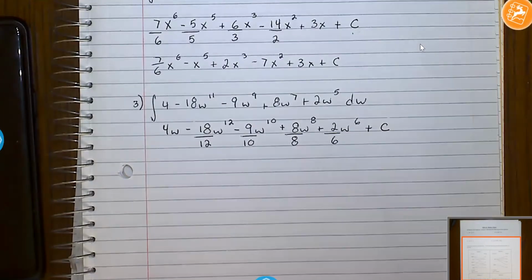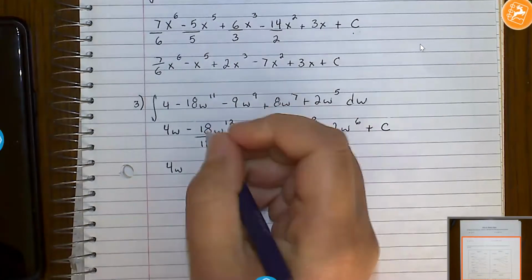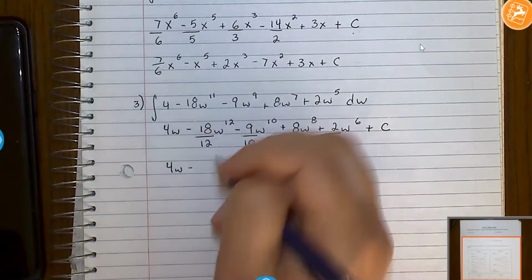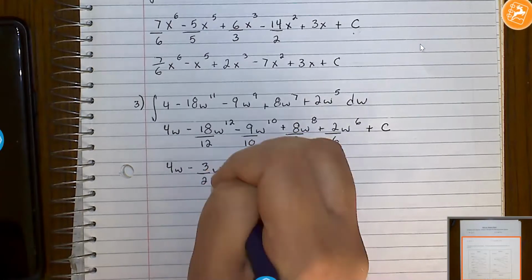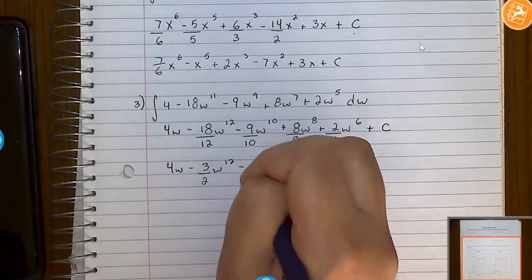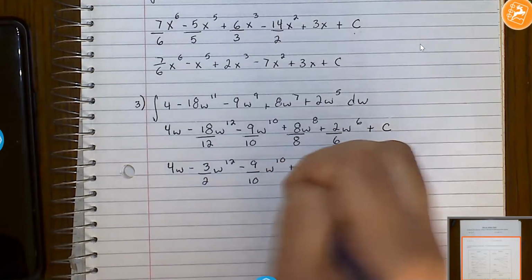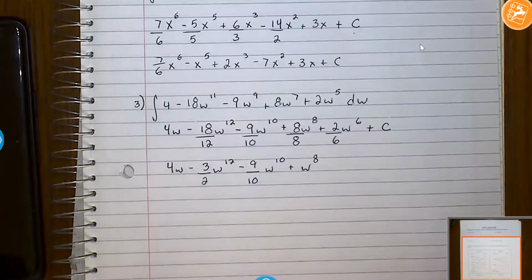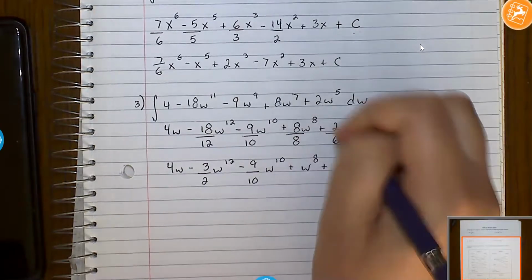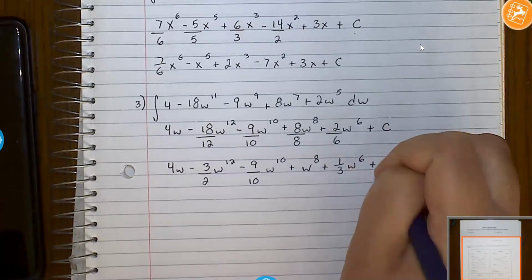Okay, so now we're going to go through and simplify this. Yes, it needs to be simplified. 18/12, 6 goes into each, so we are looking at 3/2 w to the 12th. 9/10 stays as 9/10 w to the 10th. 8/8 would be 1. You could write 1 w to the 8th or just w to the 8th. 2/6 would be 1/3 w to the 6th plus c.